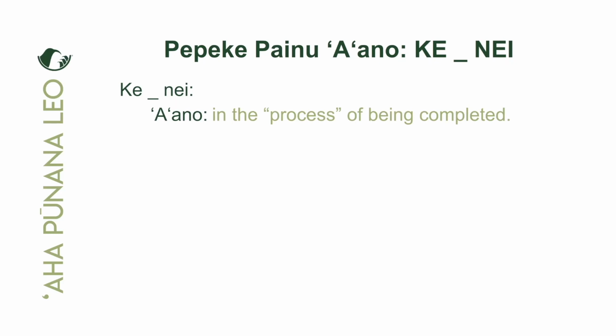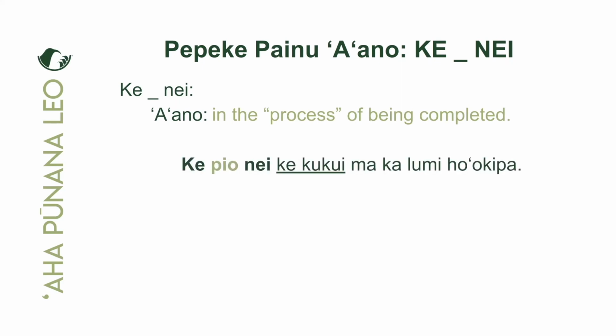Okay, here we go. Here's the first example. Ke pio nei ke kukui ma ka lumi ho'okipa. All right, our action word is pio, right? We said that these are going to be 'ano type verbs. Pio is an 'ano type verb. Ke pio nei ke kukui ma ka lumi ho'okipa. Pio can mean many things. Usually it's to extinguish something or to put out or to turn off.